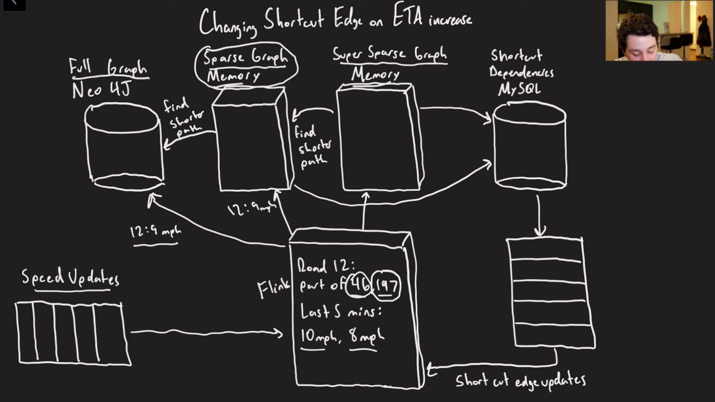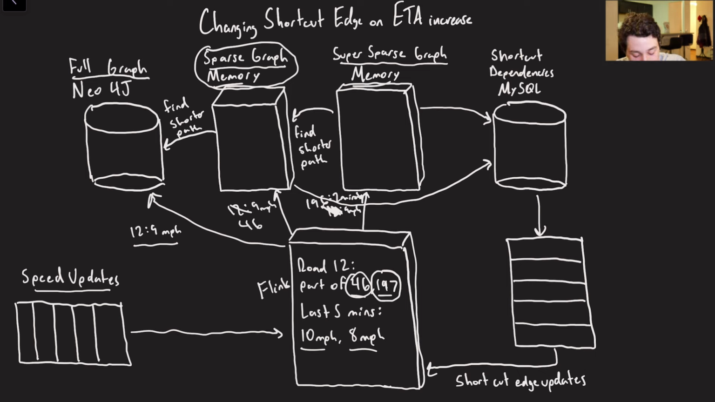And the next thing is that we also want to be updating our super sparse graph, because that's where road 197 is. So now we're going to say, hey, road 12 is 9 miles an hour. Or rather than do that, we would just basically say that 197 is going up by 2 minutes or something, because we can keep track of how long road 12 is, and then we just multiply the delta of the speed with the length of the road.